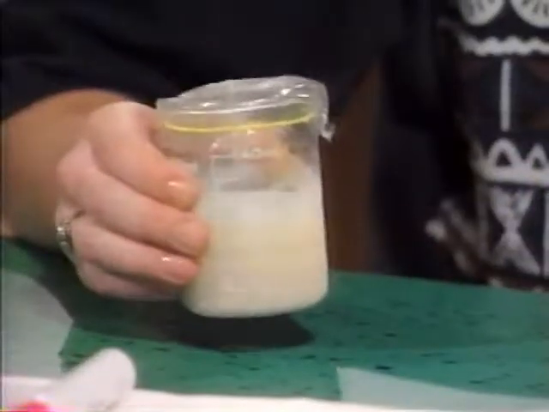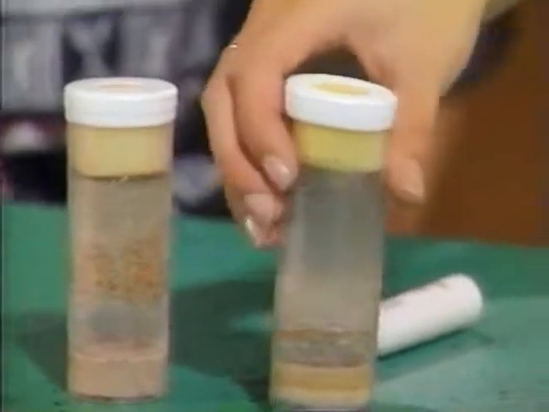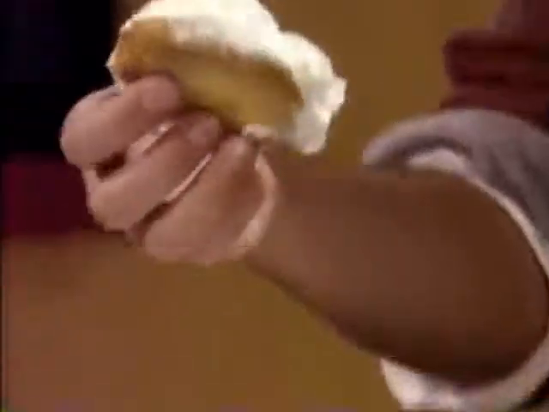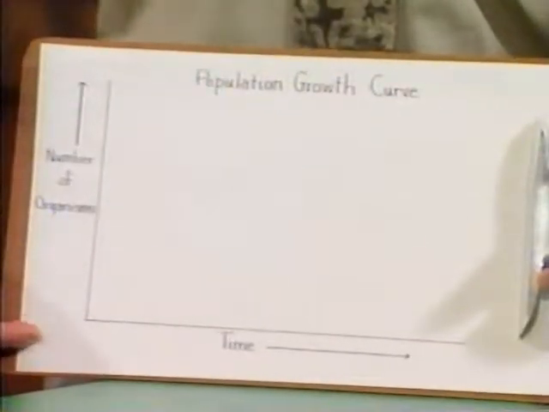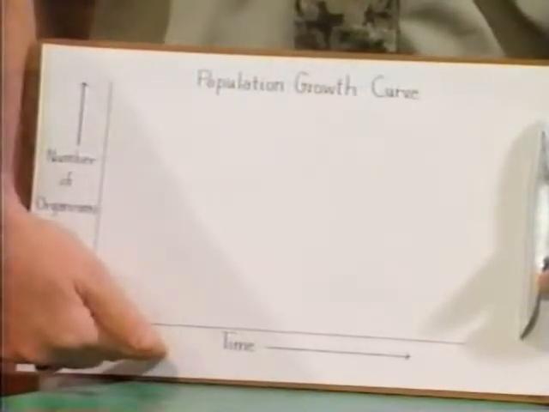Okay, if we're going to study population growth, we should have populations. What have we got here? I'm growing yeast. I've got fruit flies. And I've got a cream puff, covered in bacteria. Remember that. Now, you've been asked to monitor your populations, collect your data, and graph your results. If we put the number of organisms along the y-axis and time along the x-axis, what will your graph look like?